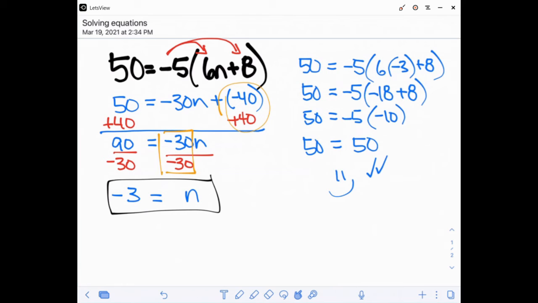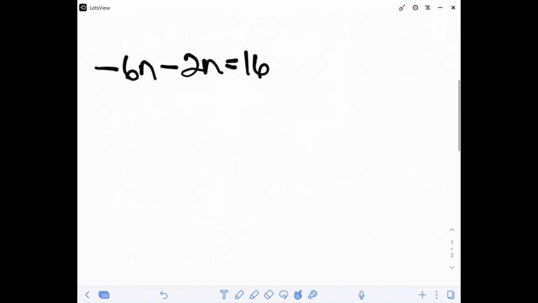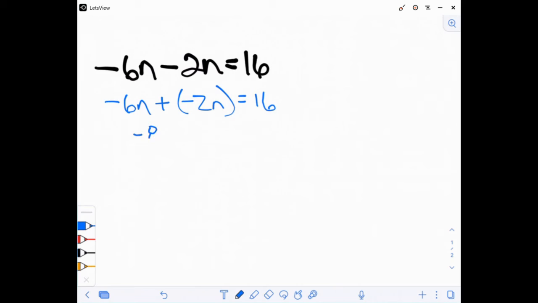Okay, I said I'd give you one more example. Let's go through this one. Negative 6n minus 2n equals 16. If the negatives trip you up, let's change subtraction into addition. We can rewrite this as negative 6n plus negative 2n, right? We learned that way back in chapter 2. We can turn any subtraction problem back into addition. So I have a lot more negatives than I had before. I've got negative 6n plus negative 2n, that's negative 8n equals 16.